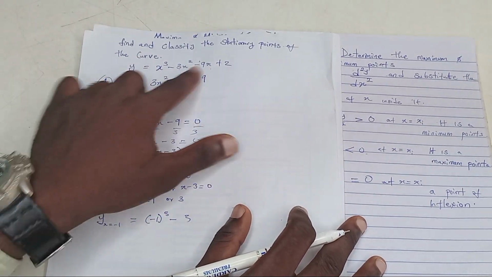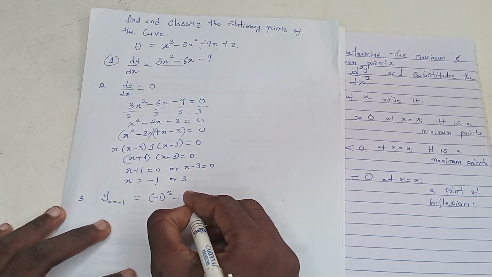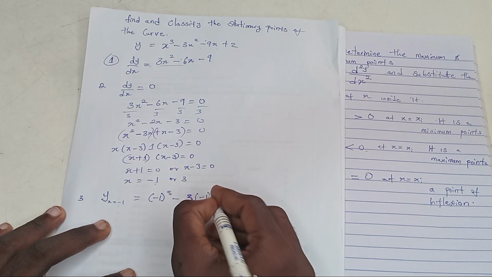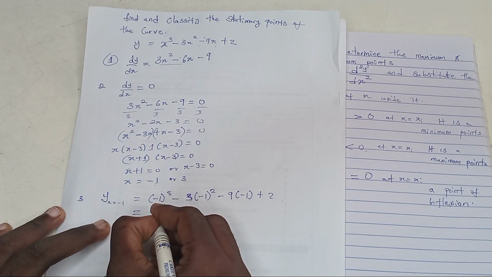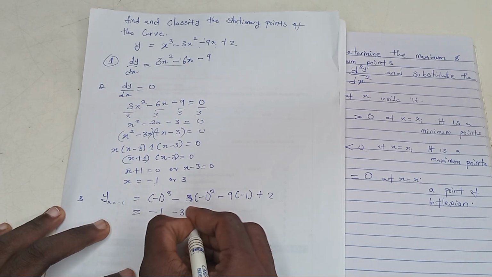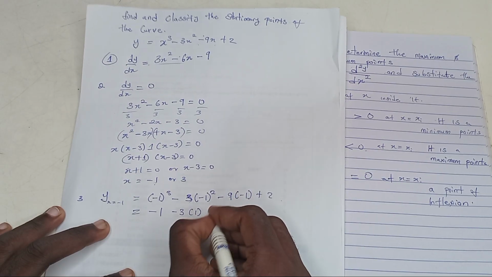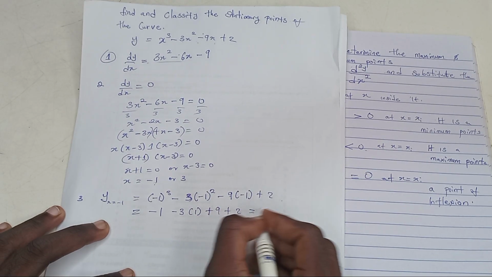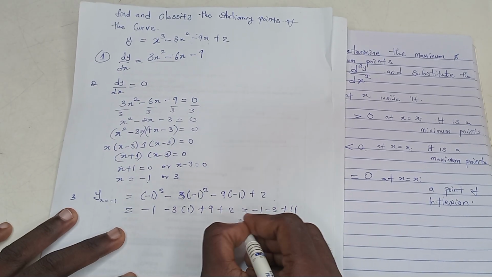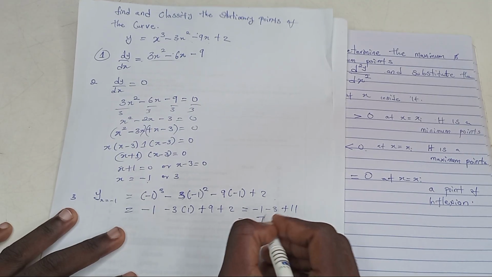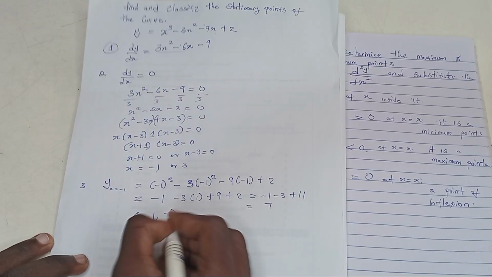This is the original function. So we are substituting the first root, x = -1, inside it: (-1)³ - 3(-1)² - 9(-1) + 2. That gives us -1 - 3, which gives 1, since (-1)² is 1. Then minus 9 times minus 1 gives plus 9, plus 2. That gives us -1 - 3 + 11, and that gives us 7. Okay? So our first point is what? (-1, 7).